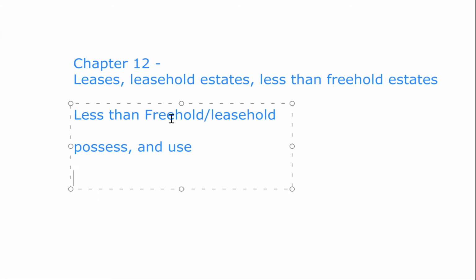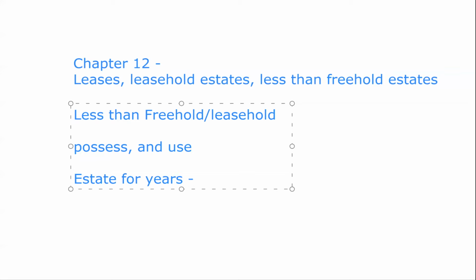So they sometimes refer to this as an interest in real property that is finite, okay, because it has an end. I don't necessarily like that, because there are some less than freehold estates that we'll see that do not have definitive ends. So we're going to talk about the four different types of less than freehold estates. The first one is an estate for years.